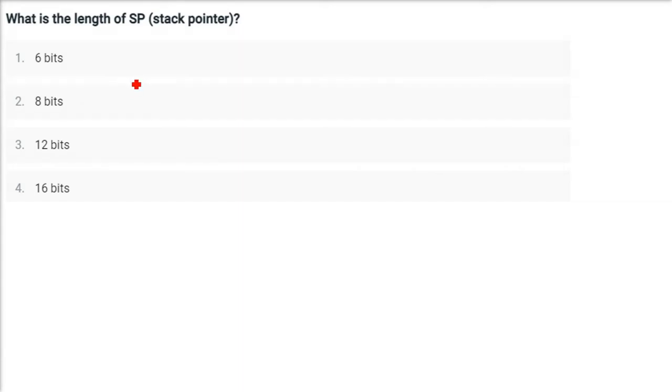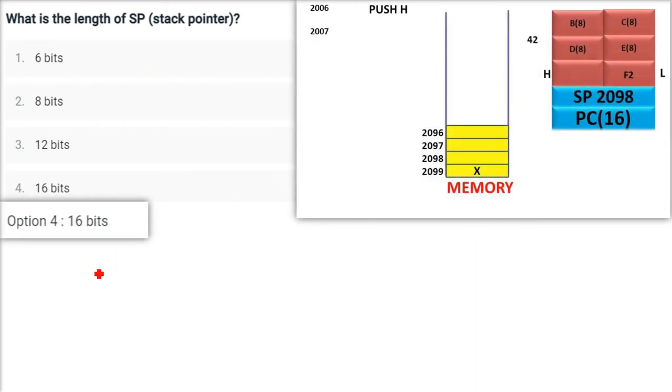What is the length of stack pointer? We are talking about 8085. It is 16-bit. Let me analyze it first. We have B, C, D, E, H, L. These are general purpose registers where the data is stored. B and C are each 8 bits, but when you combine them, they work in pairs. BC is 16-bit, DE is 16-bit, HL is 16-bit. In order to handle it, we have stack pointer and program counter. So stack pointer is 16-bit.